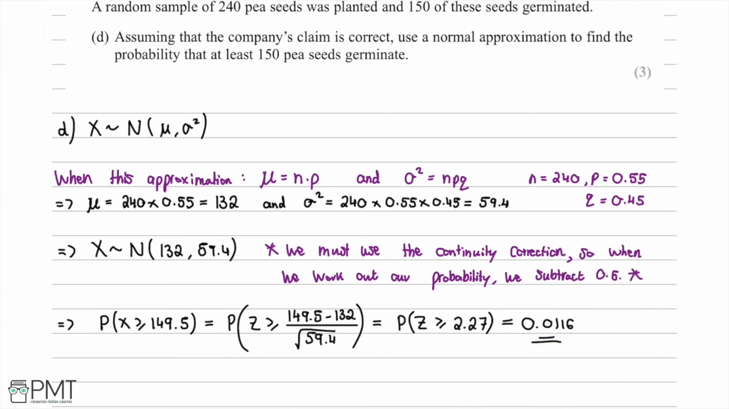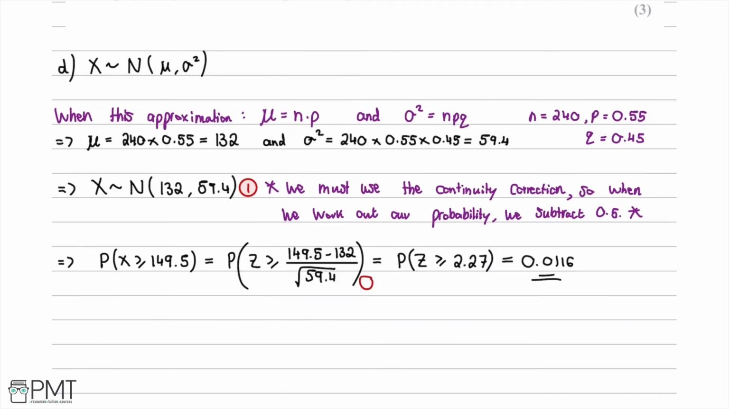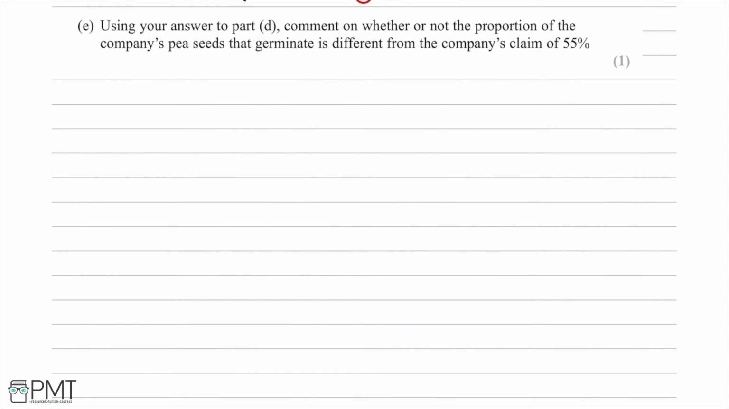0.0116. This question was worth 3 marks, and we receive our first mark for getting our distribution into this form here, so by working out the mean and the variance. We then receive our second mark for knowing to use z-scores when we get to this stage here, where it's in a form where we can almost use a calculator to find it out. And then we receive our third and final mark for having the correct answer, which was 0.0116.